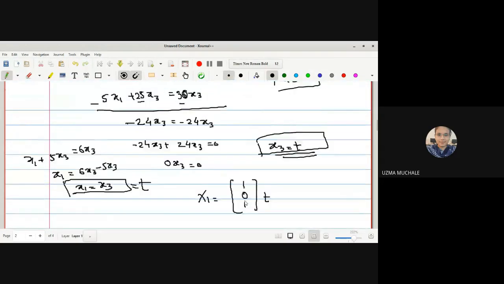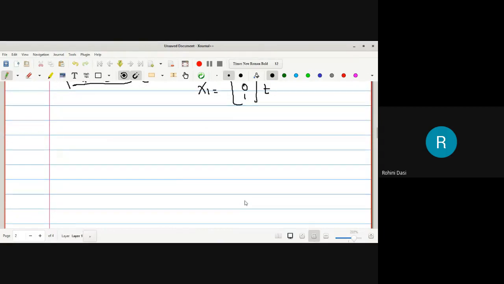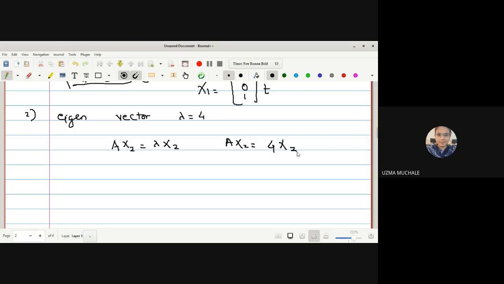Completed up to this. Let us go for finding the eigenvector corresponding to lambda equal to 4. For that, we have to find a vector x2 in such a way that we have this condition: A x2 is equal to 4 x2.